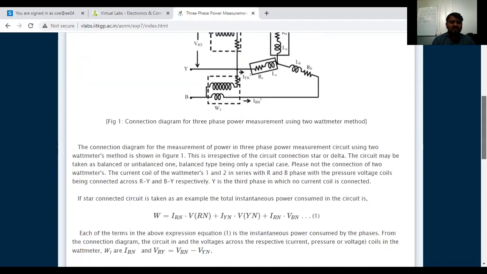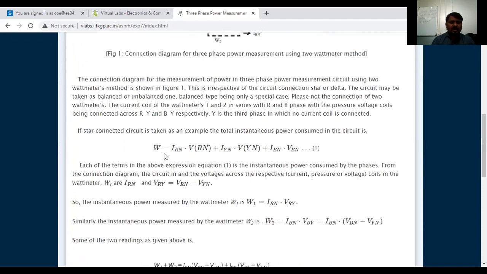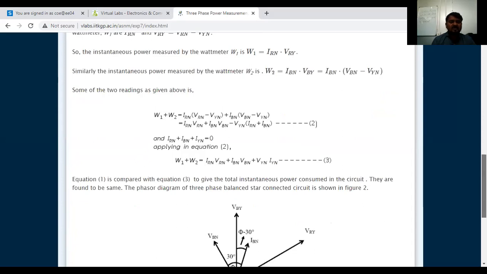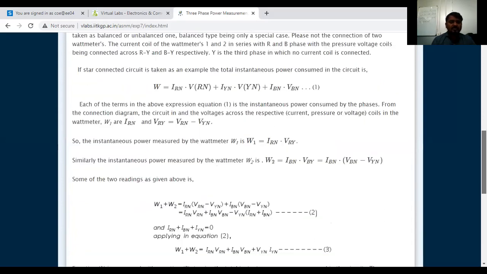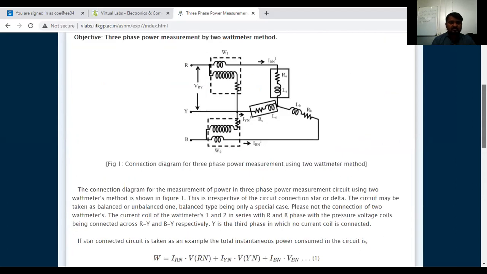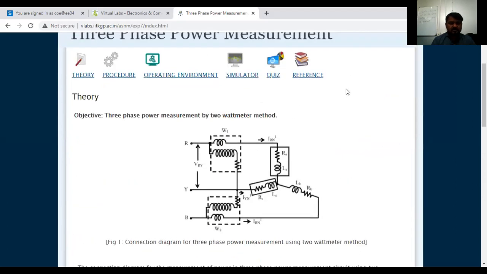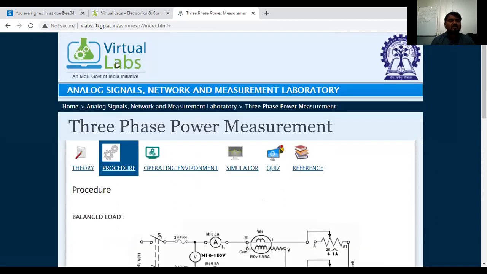Now they have given some theory here. Power W is nothing but I_Rn times V_Rn, where Rn is R phase to neutral, plus I_Yn times V_Yn, Y phase to neutral. So the whole power derivation for the three phase, they have given here. All the complete theory they have written here. Already I have explained it in simple words. So here one more thing is there, the procedure. What procedure? It is nothing but the virtual lab procedure we are going to call here.